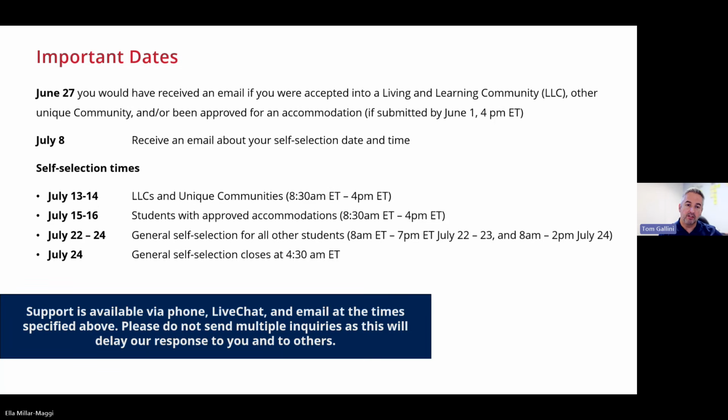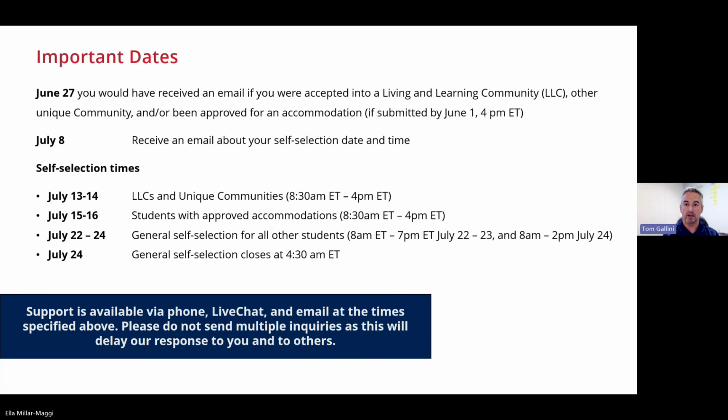In terms of self-selection itself, we run several self-selection groups. For folks who are in living and learning communities and unique communities, you know which building, or you should know which building you're going to be in and which room types are in that building. So you'll be picking from a predefined, quite narrow range of rooms, and that will happen on July 13th and 14th. Then we'll move into a self-selection for students with approved accommodations. You will see a range of rooms that meet your approved accommodation, so you're not going to see every single room in residence.